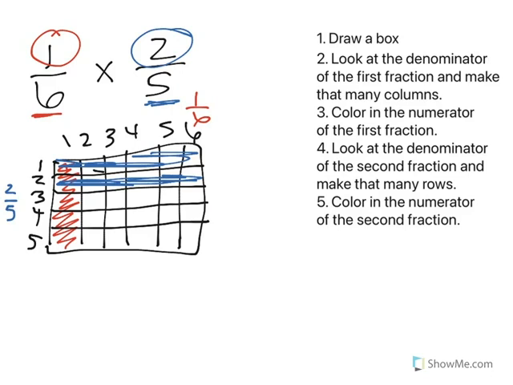So then we look at the boxes that we have with both colors, and that is equal to 2. And then we look at our total number of boxes, and if we count them all up, we have 30, or 6 times 5. So we have 2/30.